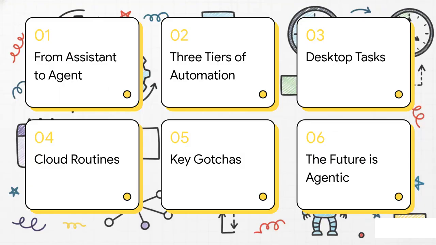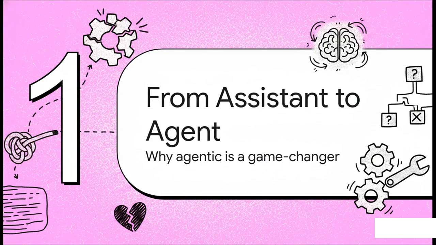So here's what we've got on deck. We'll start with what it means to go from an assistant to an agent. Then we'll break down the 3 tiers of automation, get into the details on desktop tasks, and then the big one, cloud routines. After that, we'll cover some key gotchas and limitations you need to know, and wrap up with where this is all headed. Let's go. All right, section 1, from assistant to agent.